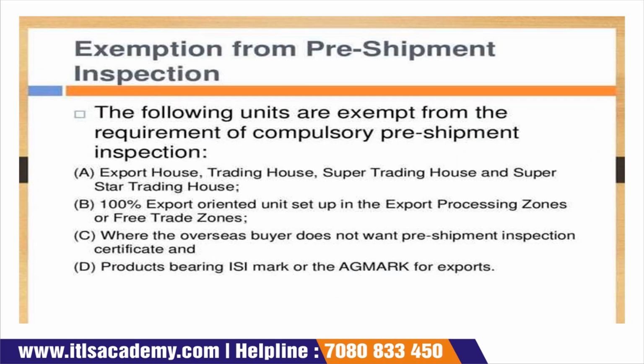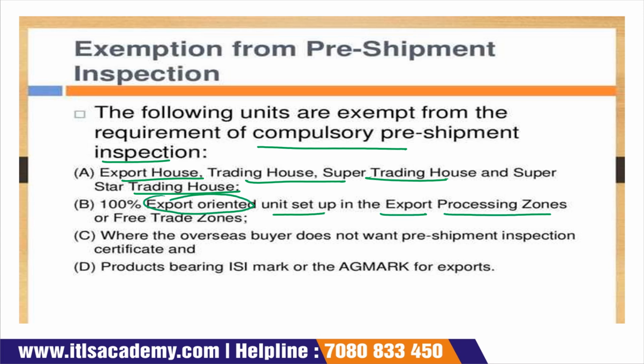Exemption from pre-shipment inspection: the following units are exempt from the requirement of compulsory pre-shipment inspection. First, export house, trading house, super trading house and superstar trading house. Second, 100% export-oriented units set up in the export processing zone or free trade zone, where the overseas buyer does not want a pre-shipment inspection certificate, and products bearing the ISI mark or the Agmark for export. So this is all about the EIC or EIA.